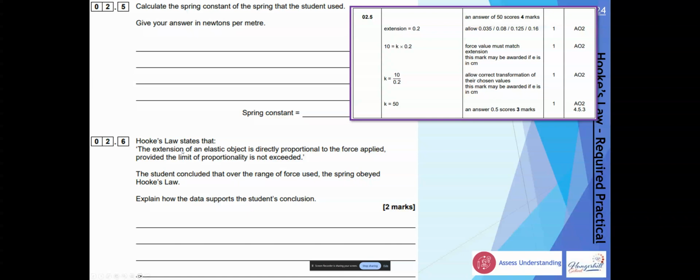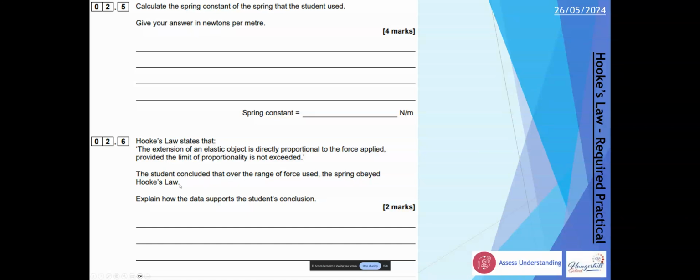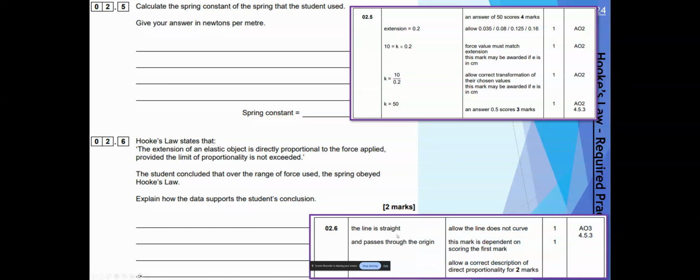Now it says here, Hooke's law states the extension of an elastic object is directly proportional to force applied, provided the limit of proportionality is not exceeded. The student concluded that over the range of forces used, the spring obeyed Hooke's law. Explain how the data supports this. So you go back to your graph, you see that the line is straight and it passes through 0, 0. That means it's directly proportional because it's straight and goes through 0, 0. So that means it does match the student's conclusion because he says that it is directly proportional. So you'll get the marks for saying the line is straight and passes through the origin or 0, 0. And that's everything. Thank you very much.